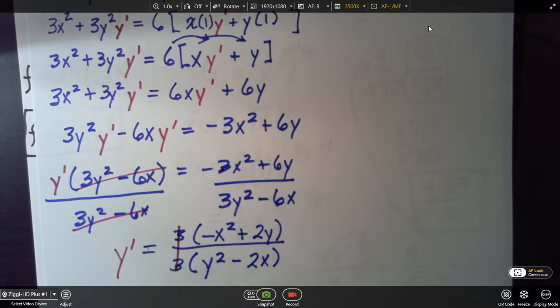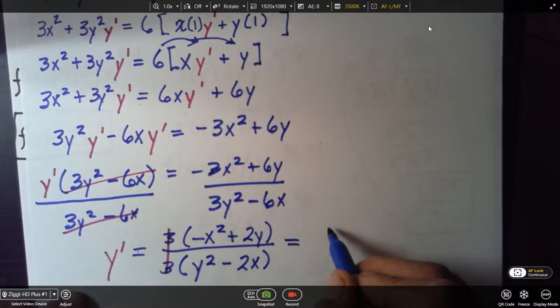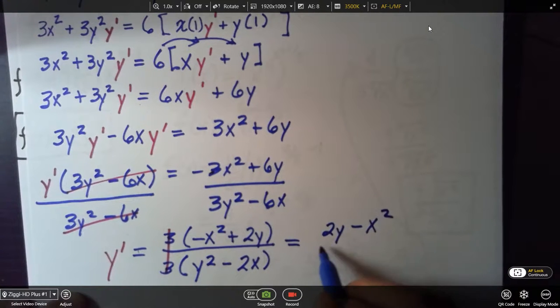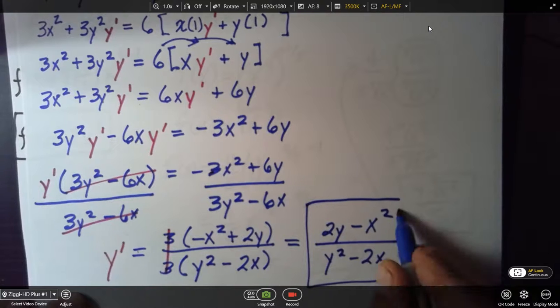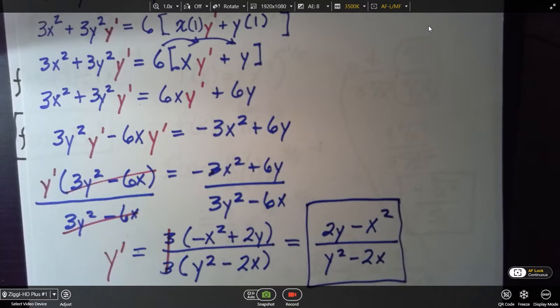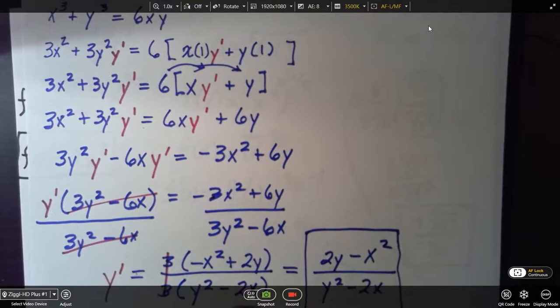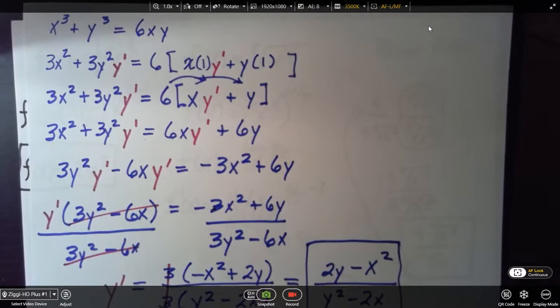And your final answer is 2y minus x squared over y squared minus 2x. And that's how you implicitly differentiate. See if I can bring it down a little bit. X cubed plus y cubed is equal to 6xy.